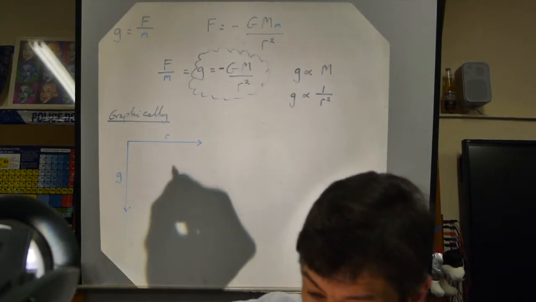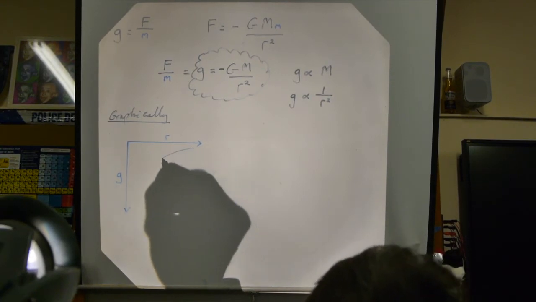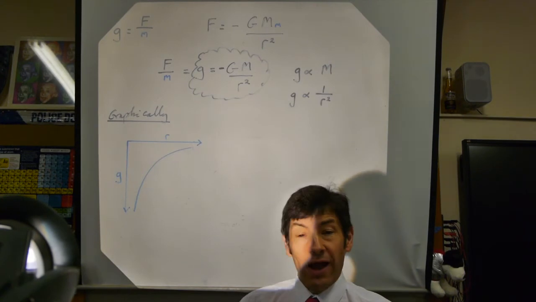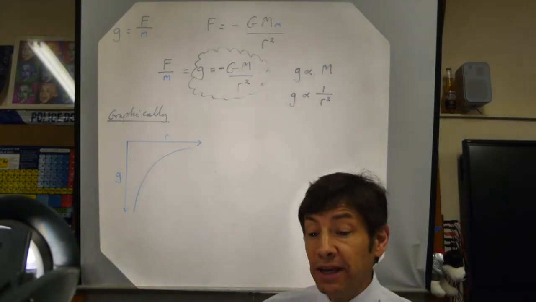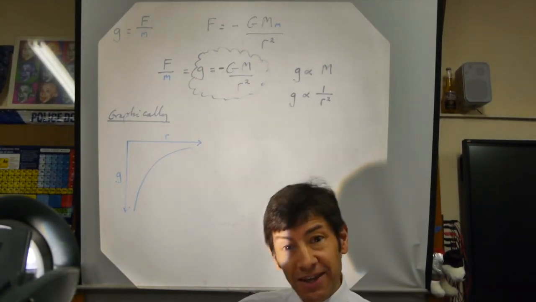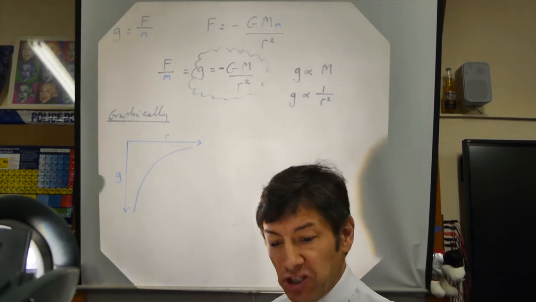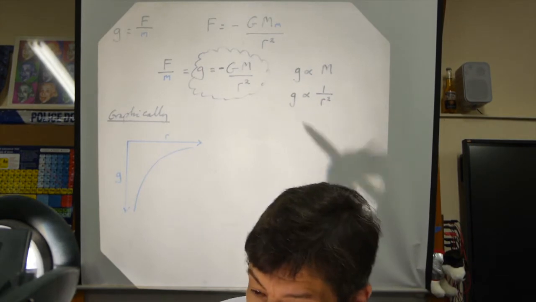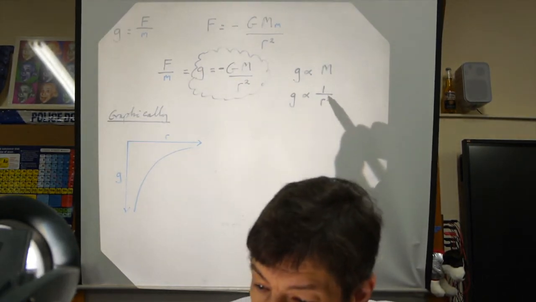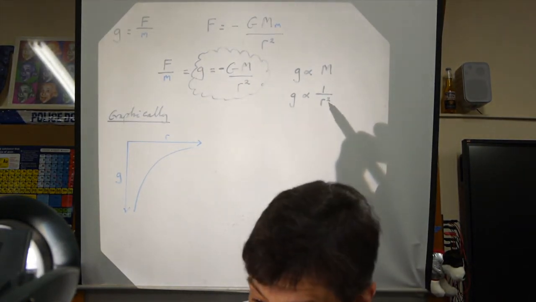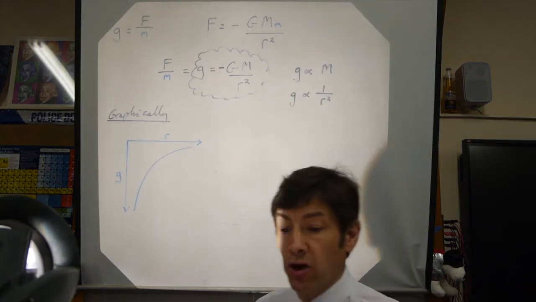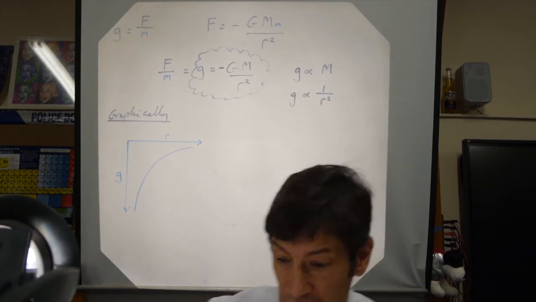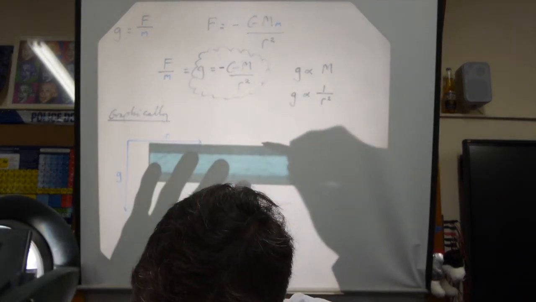So this graph will be an inverse square. Okay, so you could call this straightening the graph, but it's a really important technique at A level to be able to get a straight line from data like this. Well, we know that g is proportional to 1 over r squared. So if we draw a graph of g against 1 over r squared, we should get a straight line. So here we go.